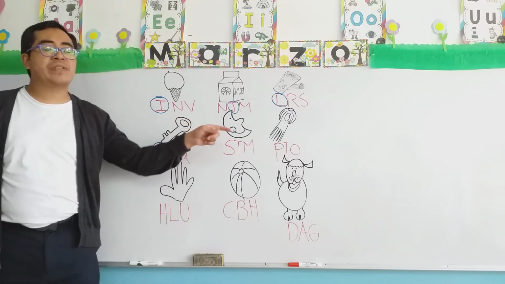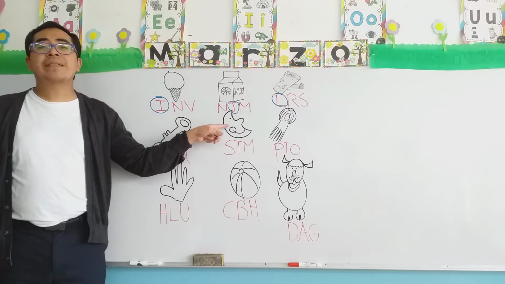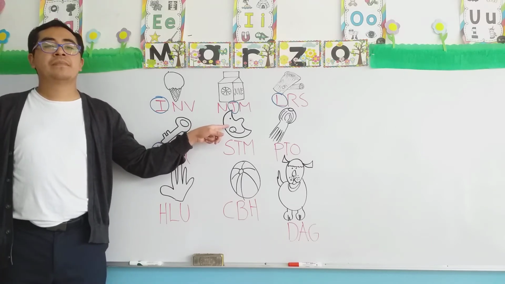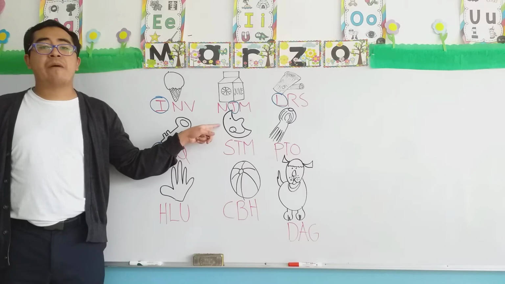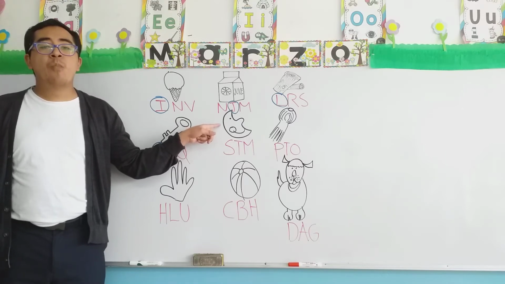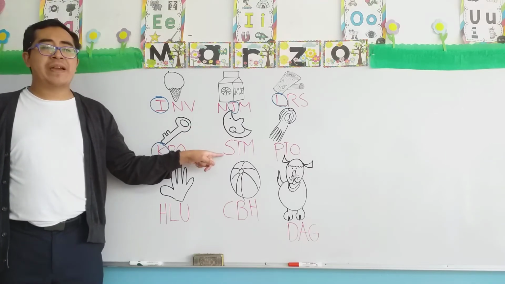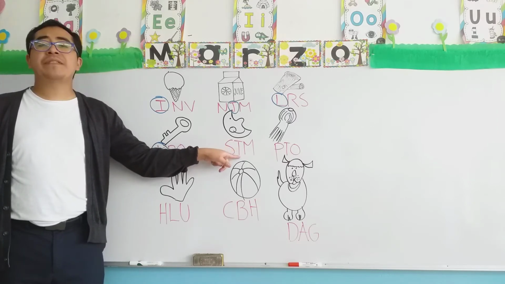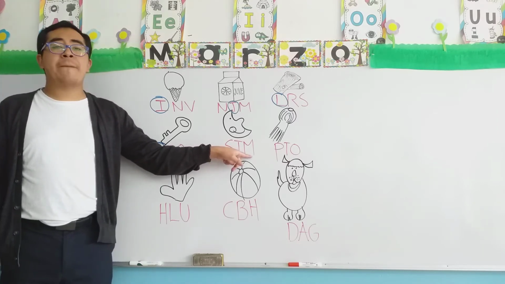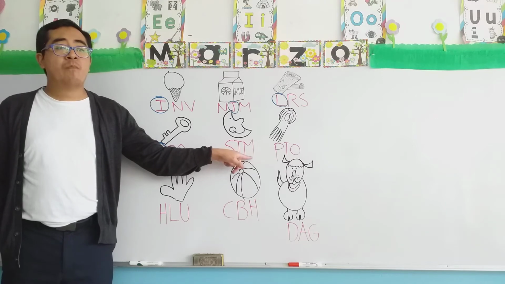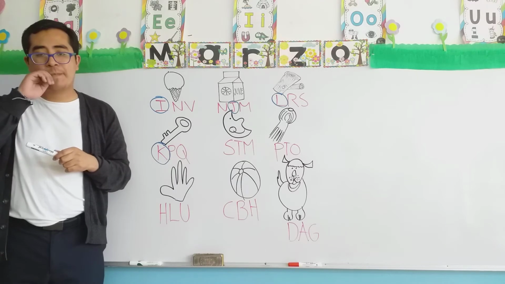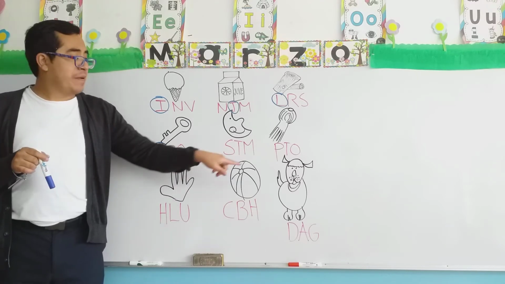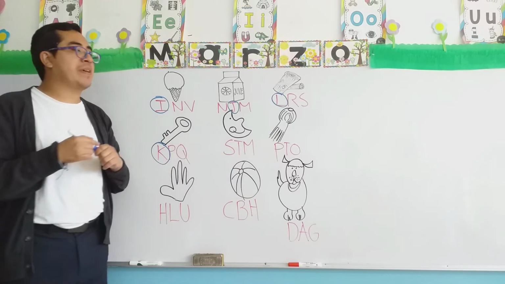Let's continue with this subject right here. What is it? Moon. Excellent. Very good. Now, the letter for moon. Letter S, letter T, or letter M of moon. What letter do we use? Letter M. Very good. Excellent.